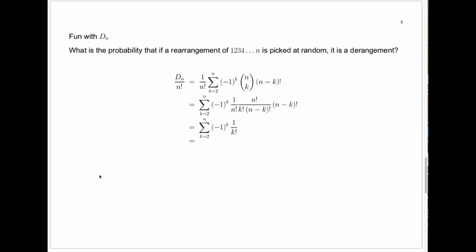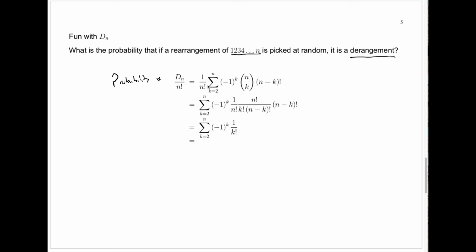Now, once we've computed d sub n, there's some fun we can have with that. First, let's ask the question: if we take a string with n distinct letters, like 1, 2, 3, 4, all the way up to n, and we pick a rearrangement at random, what is the probability that it's a derangement? Well, of course, there are n factorial rearrangements, and there are d sub n derangements, so that probability is just d sub n over n factorial.